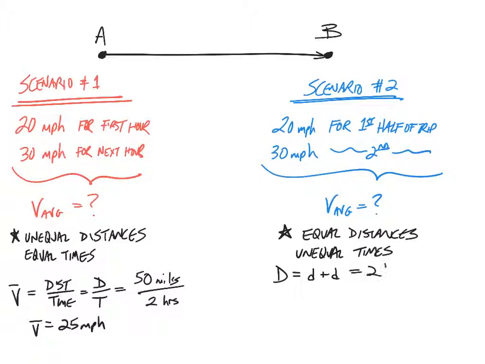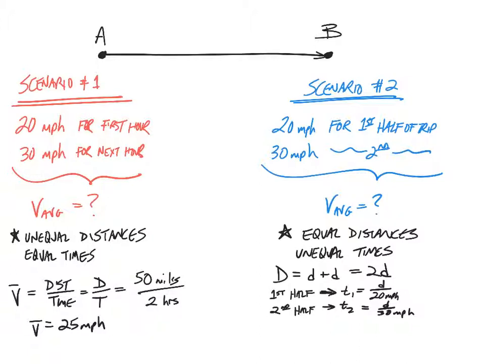And so that's just 2D. So first half, all right, the time will be that D over 20 miles per hour. And the second half, time 2, is going to be D again over 30 miles per hour. So they have the distance in common, but not the rate, and therefore not the time.